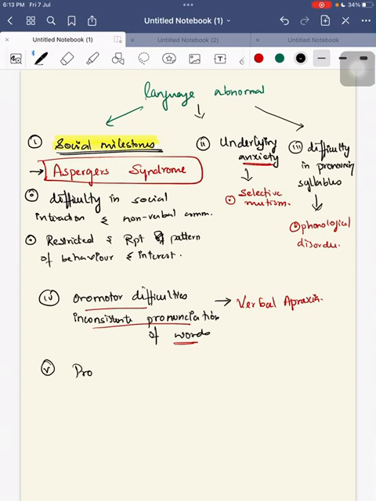Fifth, whether there is a problem in fluency. If there is a problem in fluency, the child will present with stuttering or stammering speech. So when the language is abnormal, you have to look for social milestones, underlying anxiety, difficulty in pronouncing particular syllables, or oromotor difficulties with inconsistent pronunciation of words, where the child can have verbal apraxia, or a problem in fluency. This is about the language abnormality.